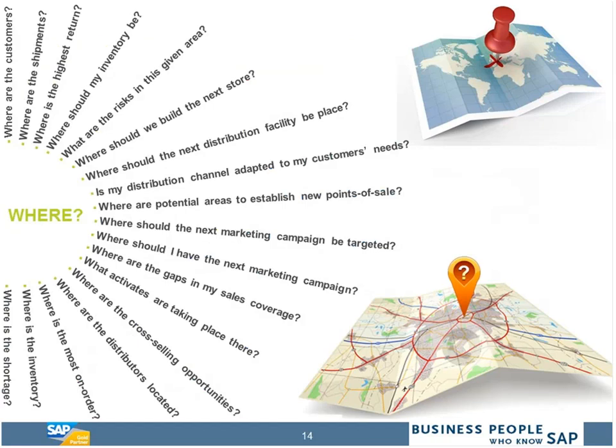So we talked about location elements and how they answer the where question, but how does that apply to our business? Listed here are a few questions that can be used to geospatially answer business questions. So let me just read 5 of them. Where are my shipments? Where should my inventory be? Or maybe where should I put the next warehouse distribution center? Where is the most on-order data? Where is the highest risk? Now I'll let you read some of the other questions.